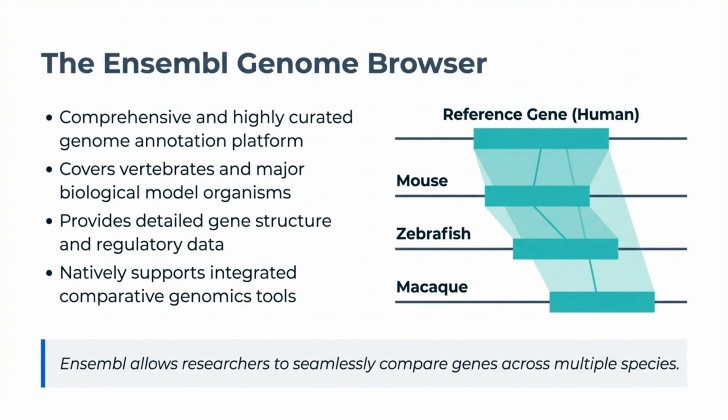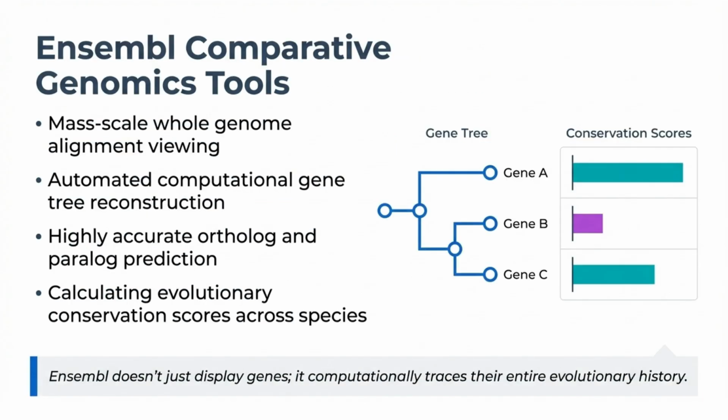But Ensembl does more than just show genes. It also reconstructs their evolutionary relationships. Ensembl includes a set of comparative genomics tools that help researchers trace gene evolution computationally. One major feature is gene tree reconstruction. These gene trees help identify which genes are orthologs and which are paralogs. This is important because it allows scientists to distinguish conserved relationships from duplication-based diversification.